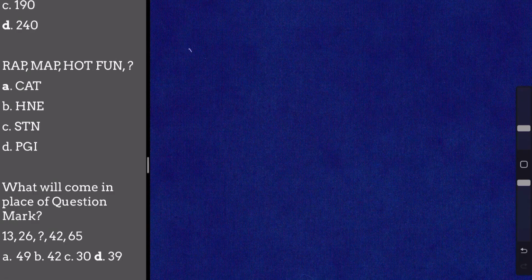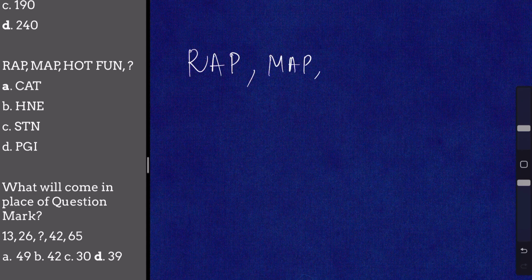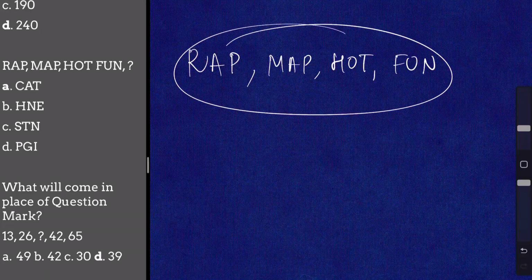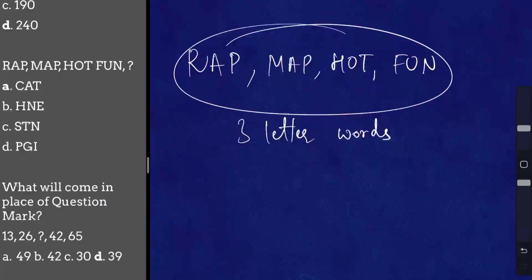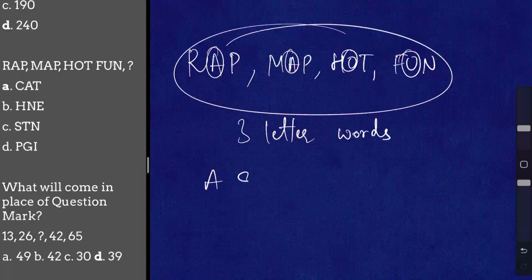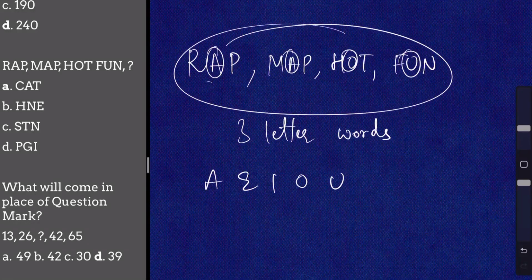So let us look at this strange question. RAP MAP HOT FUN. The only thing which seems to be common among these words would be that those are all 3-letter words. Apart from that, what else is common? One thing which we can notice, in the middle of each word we have a vowel. So the vowels being A, E, I, O, U, we have A, O and U.